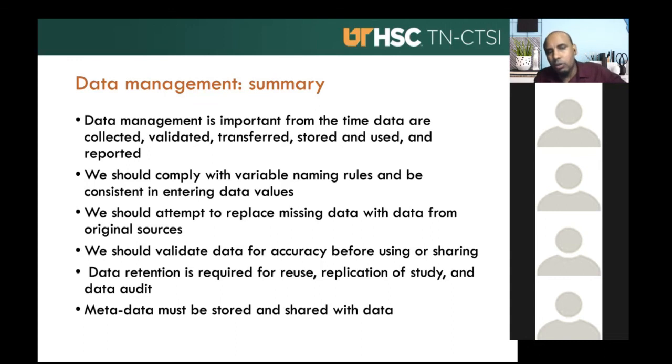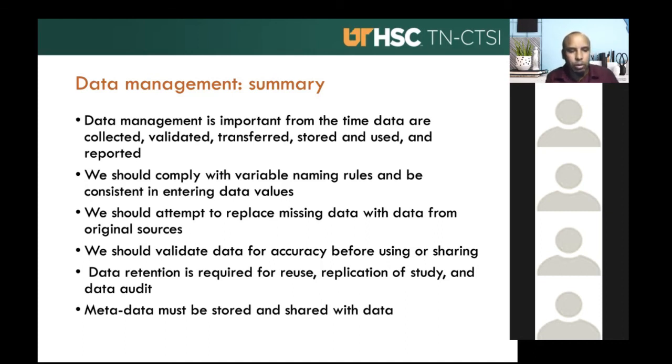When we say data audit, a funding agency might randomly say, I would like to look at the data generated from the study that was funded by the institution. If you don't store the data properly and accompany it with metadata, a data dictionary, and the like, there would be a problem if you are not able to describe what each value of your data refers to or what each variable name refers to. So metadata must be stored and shared with data.